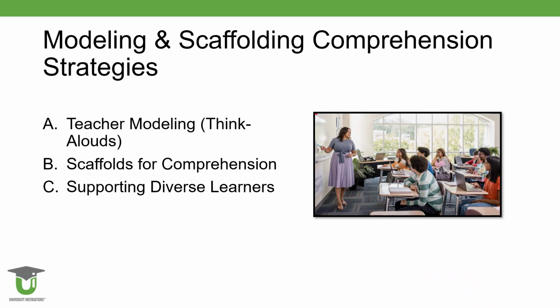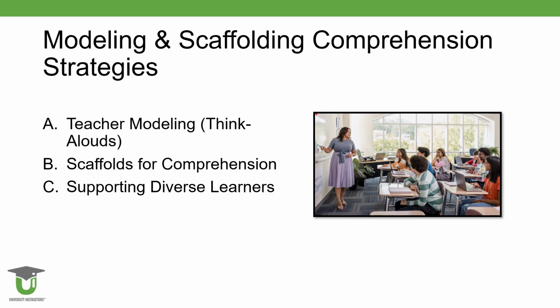Here are 3 powerful ways instructors can model and scaffold comprehension in the classroom. First, through teacher modeling or think-alouds, we make our internal thinking visible, showing students how skilled readers approach a text by verbalizing strategies like predicting, questioning, and clarifying.